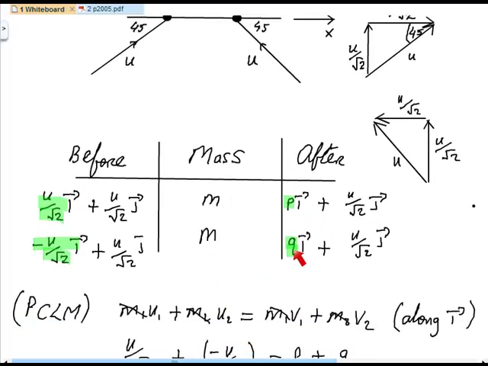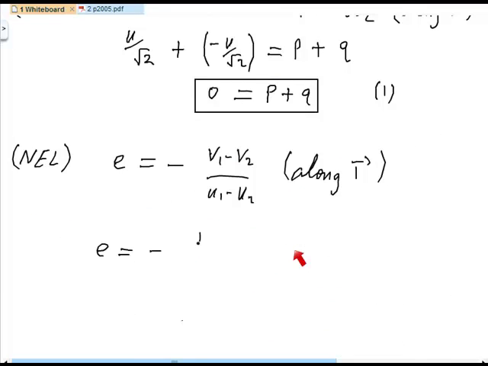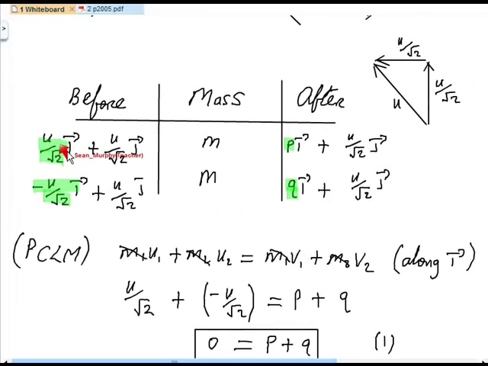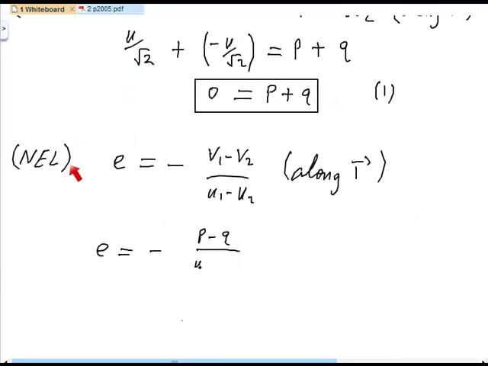It's P minus Q over U1 minus U2. These are also on the table. U1 minus U2 is U over root 2 minus U over root 2. Our E is equal to, multiplying the minus P plus Q above the line, over 2U over root 2.